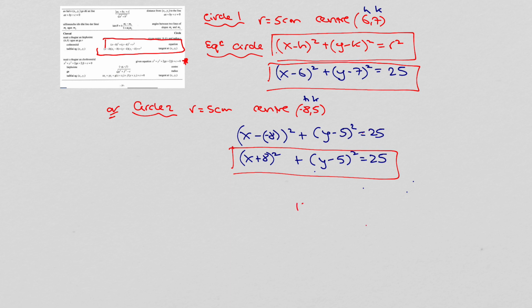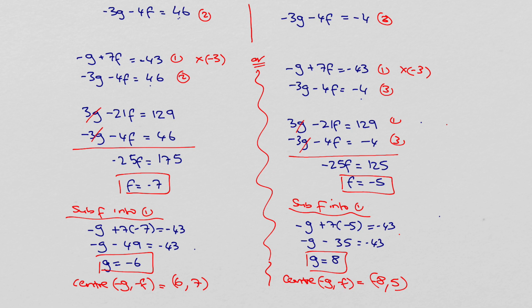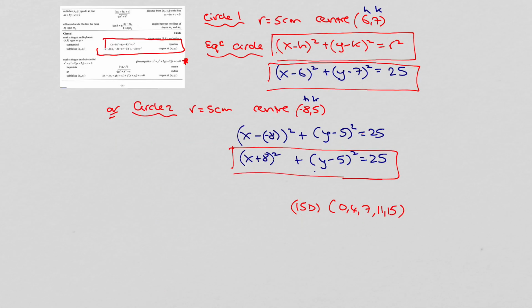So there's 15 marks going in total for that second part. So for B, so we had 0, 4, 7, 11 and 15. So again, most of your marks were going for getting those g, f equations. And then to solve and write down the centre, you were getting your full marks.